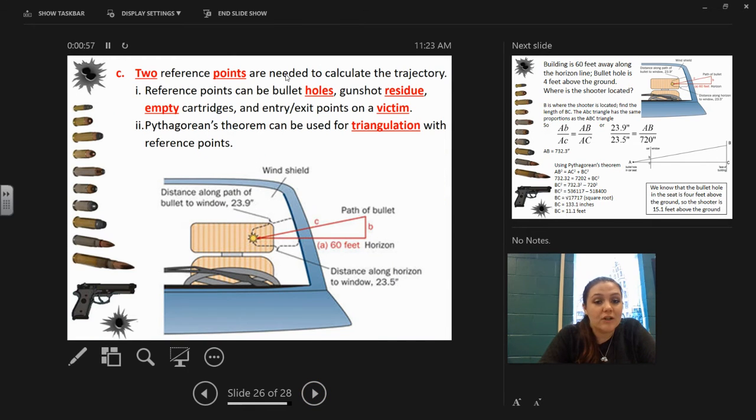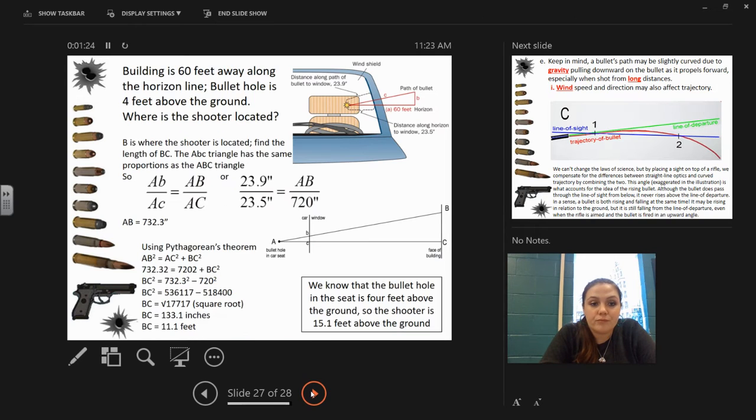Two reference points are needed to calculate trajectory. A reference point can be the bullet hole, the gunshot residue, an empty cartridge, or the entry and exit points of the victim. The Pythagorean theorem can be used for triangulation as long as you have two reference points. So basically, the path of the bullet is C, and we're trying to figure out how tall we think they were and how far apart we think they were.